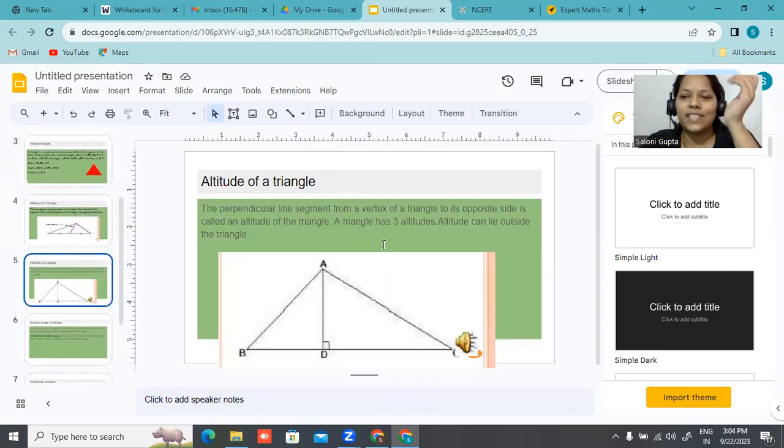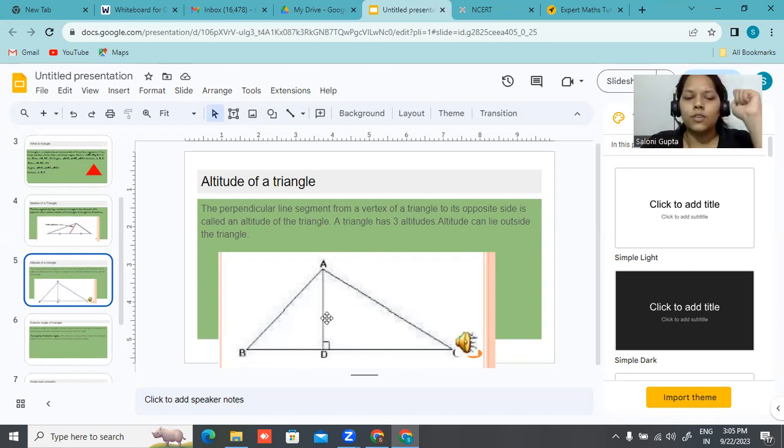And now let's see what is the altitude of a triangle. What is the difference? You can understand here that the altitude is also a line segment that we draw from the vertex to the opposite side of the triangle. Here you can see that on this BC, I am drawing AD. This AD is my line segment, and it is making a 90-degree angle with this BC.